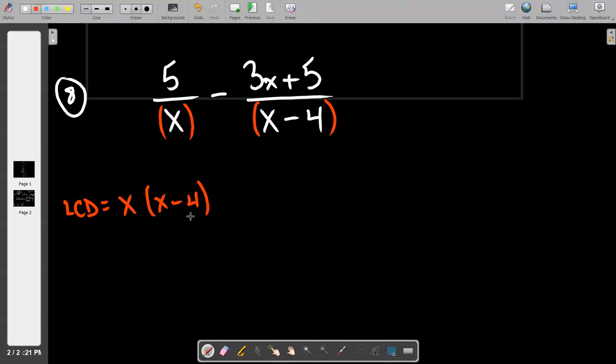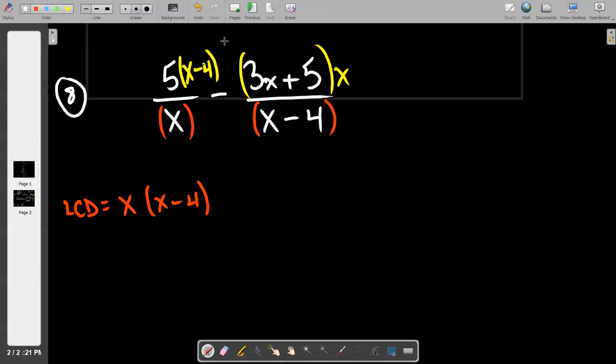What does the first fraction's bottom need? So I shall multiply it by x minus 4. What does the second fraction's bottom need? So I shall multiply it by x. And then everything from here on out is just a basic pre-algebra kind of basic skills test: distribution, combining like terms, maybe some factoring at the end, who knows?